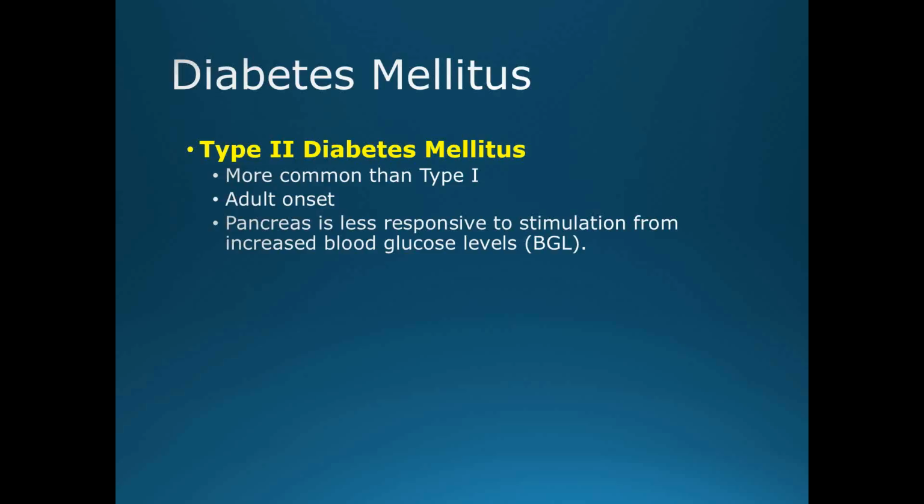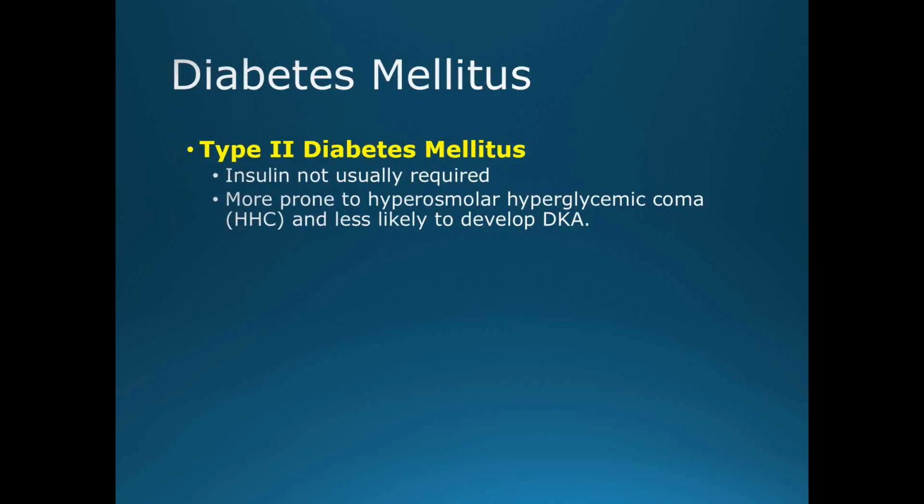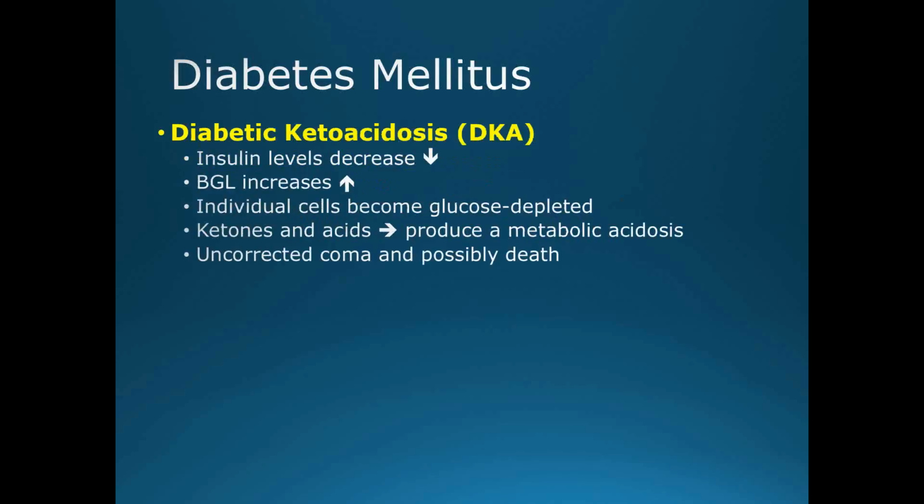Glucophage is a very common and popular one that's given to patients with type 2 diabetes. Usually they're not required insulin unless they get really, really high, but they are more prone to a situation called hyperosmolar hyperglycemic coma. So this is a coma that kind of comes on slow onset. It's not super high sugars, whereas DKA, diabetic ketoacidosis, has very high sugars. So we'll talk about those.